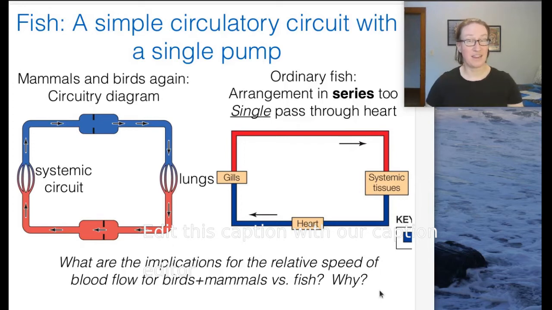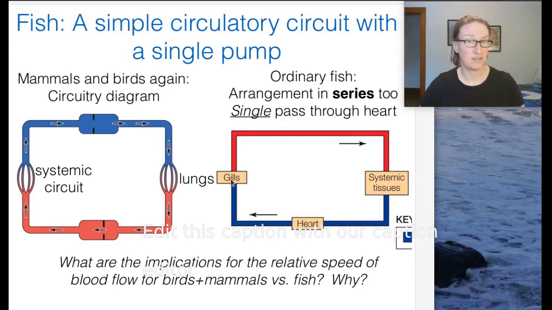So now, having taken a moment to think about those implications, let's think about what we know about the total cross-sectional area of these different aspects of the circulatory system. So at the heart, we have a relatively small cross-sectional area. Blood flows quickly through the heart.